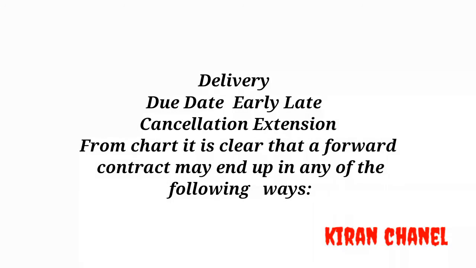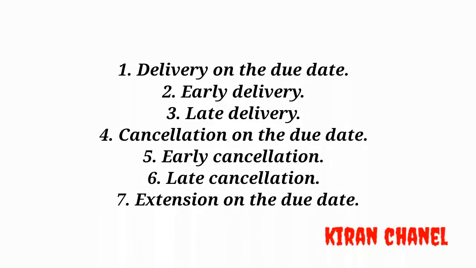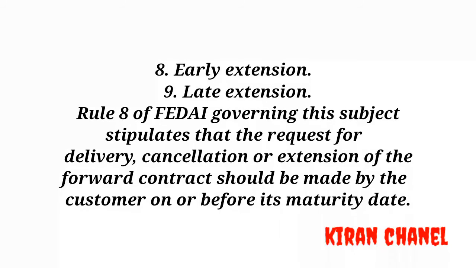From the chart, it is clear the forward contract may end up in any of the following ways. Number 1, delivery on the due date. Number 2, early delivery. 3, late delivery. 4, cancellation on the due date. 5, early cancellation. 6, late cancellation. 7, extension on the due date. 8, early extension. 9, late extension.